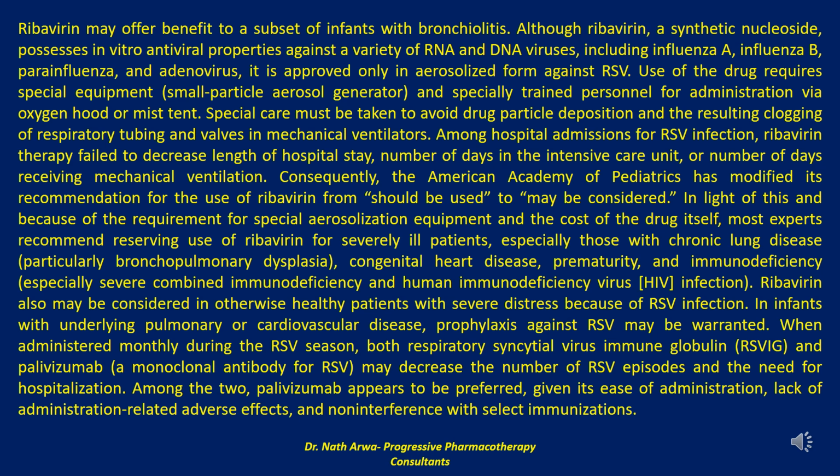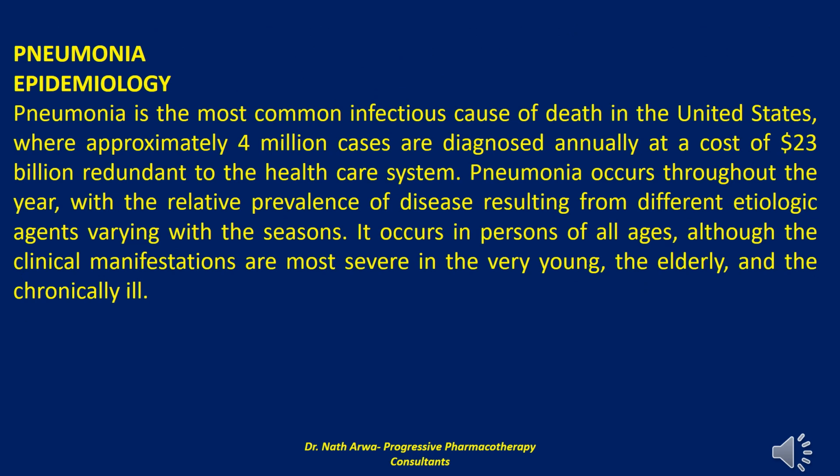In infants with underlying pulmonary or cardiovascular disease, prophylaxis against RSV may be warranted. When administered monthly during the RSV season, both respiratory syncytial virus immune globulin, abbreviated as RSV-IG, and palivizumab, a monoclonal antibody for RSV, may decrease the number of RSV episodes and the need for hospitalization. Among the two, palivizumab appears to be preferred, given its ease of administration, lack of administration-related adverse effects, and non-interference with select immunizations. Next we will discuss pneumonia.